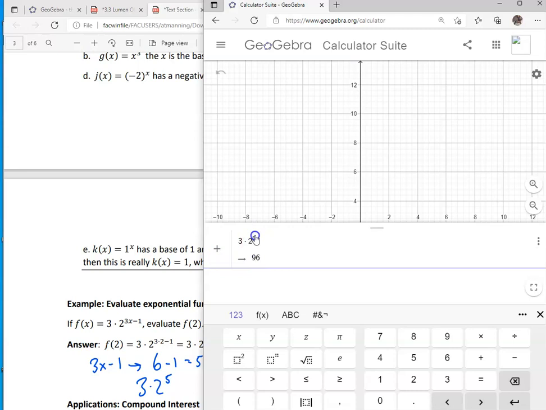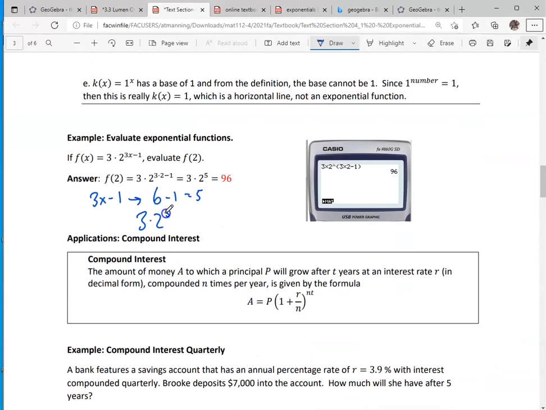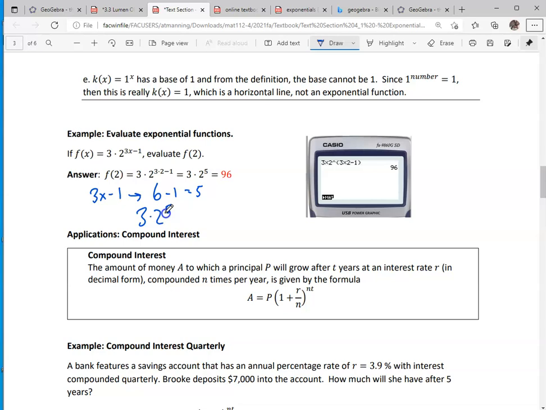If you're a nerd like me, you remember that 2 to the 5th is 32, and 32 times 3 is 96. But just use your calculator. Don't worry about memorizing those power tables unless you have insomnia or something. Good to learn that stuff, but most of us nerds have done that a lot. Our brains just love this stuff.